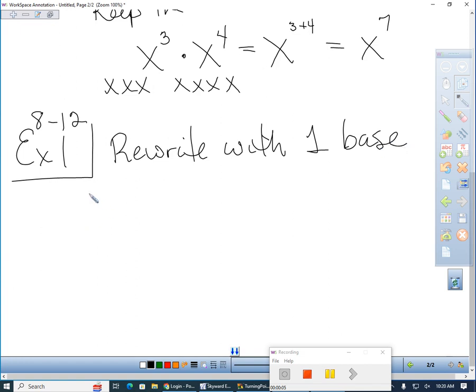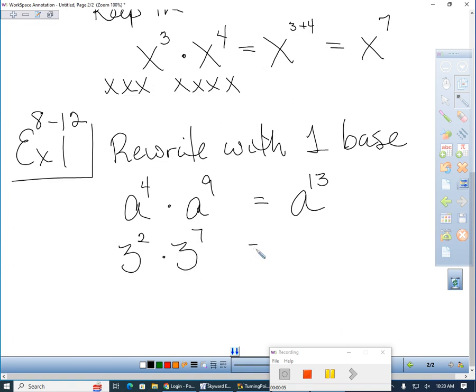So let's say I have a to the 4th times a to the 9th. I keep my base, which is a, and what do I do with my exponents? Add them. So 4 plus 9 is 13. Same as if I had a number there. Let's say I have 3 to the 2nd times 3 to the 7th. I keep my base, and I add my exponent, just that.